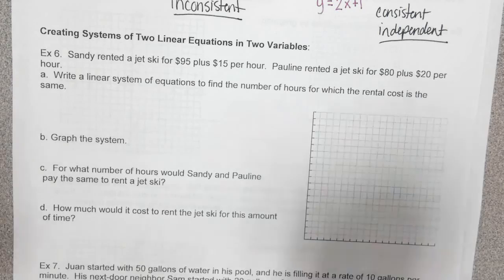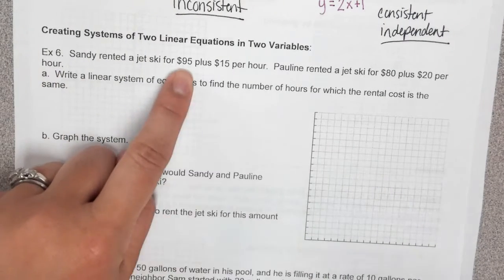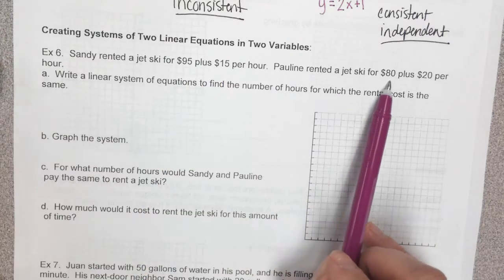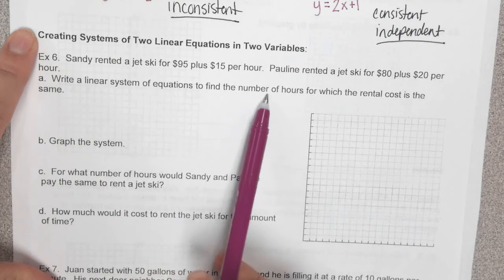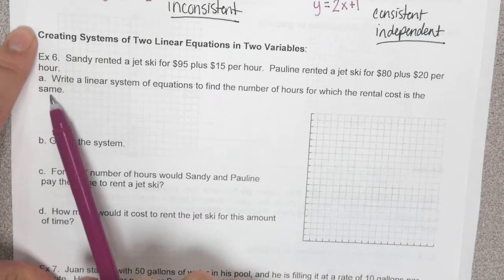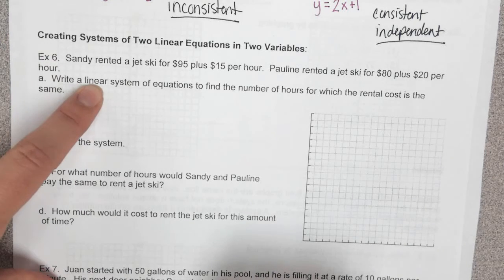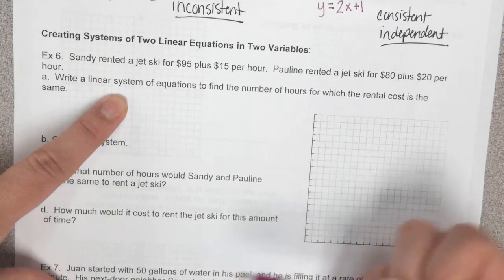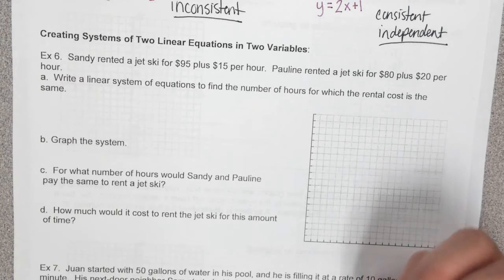They're expensive. Okay, so Sandy rented a jet ski for $95 plus $15 per hour. Pauline rented a jet ski for $80 plus $20 per hour. Write a linear system of equations to find the number of hours for which the rental cost is the same. Write a linear system means write down two equations. If they don't tell us to use x and y, we don't have to use x and y. We can use letters that match our situation.